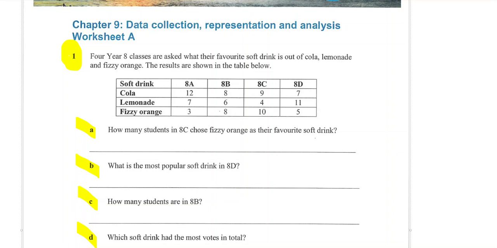Okay, so first question. 4 Year 8 classes were asked what their favourite soft drink was out of cola, lemonade, and fizzy orange. The results are shown in the table below. How many students in 8C, so 8C are these people, choose fizzy orange as their favourite drink? So fizzy orange is the bottom one, so there is 10 people. Next one. What is the most popular drink in 7D? So here's 7D. The highest number is the 11, which is for lemonade.